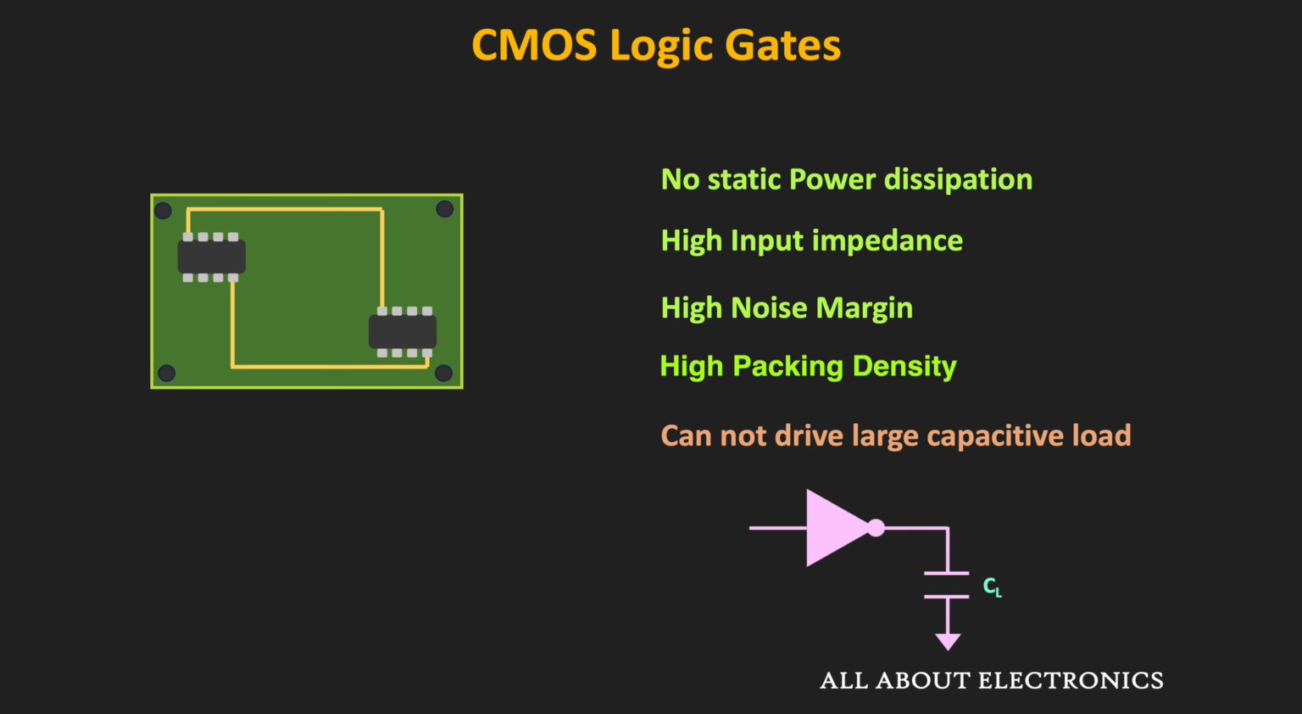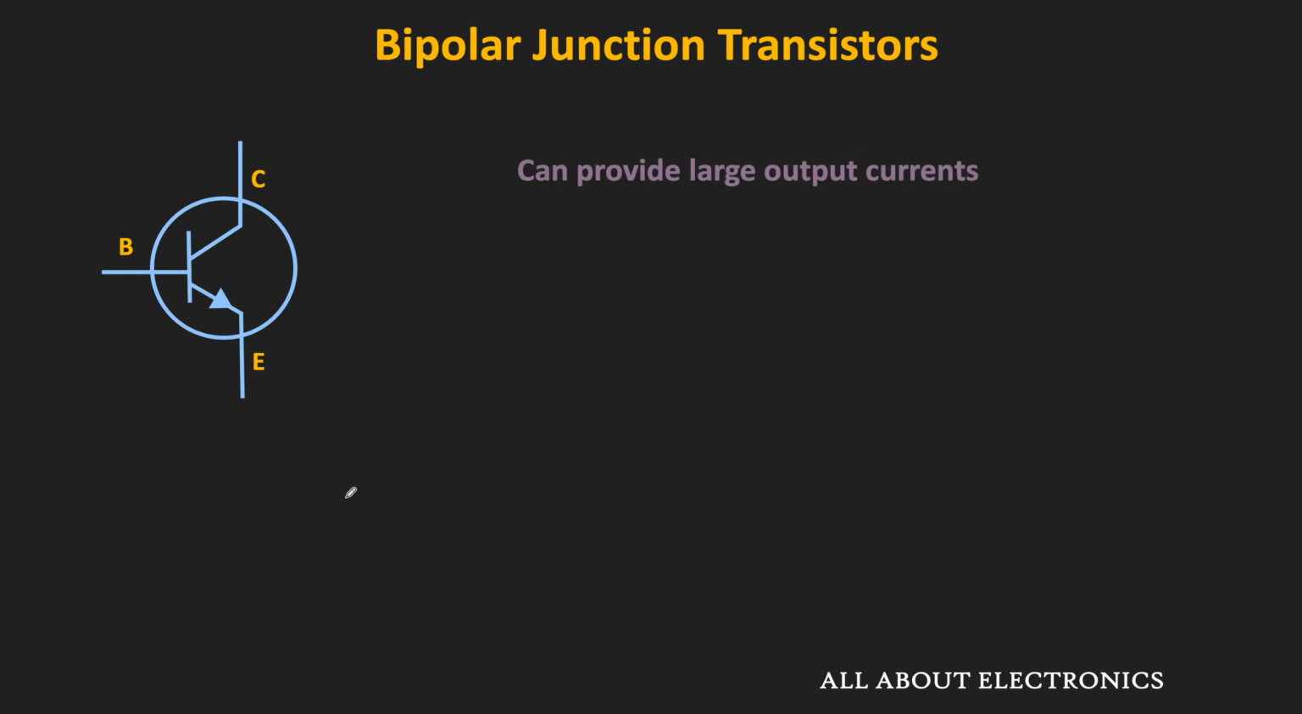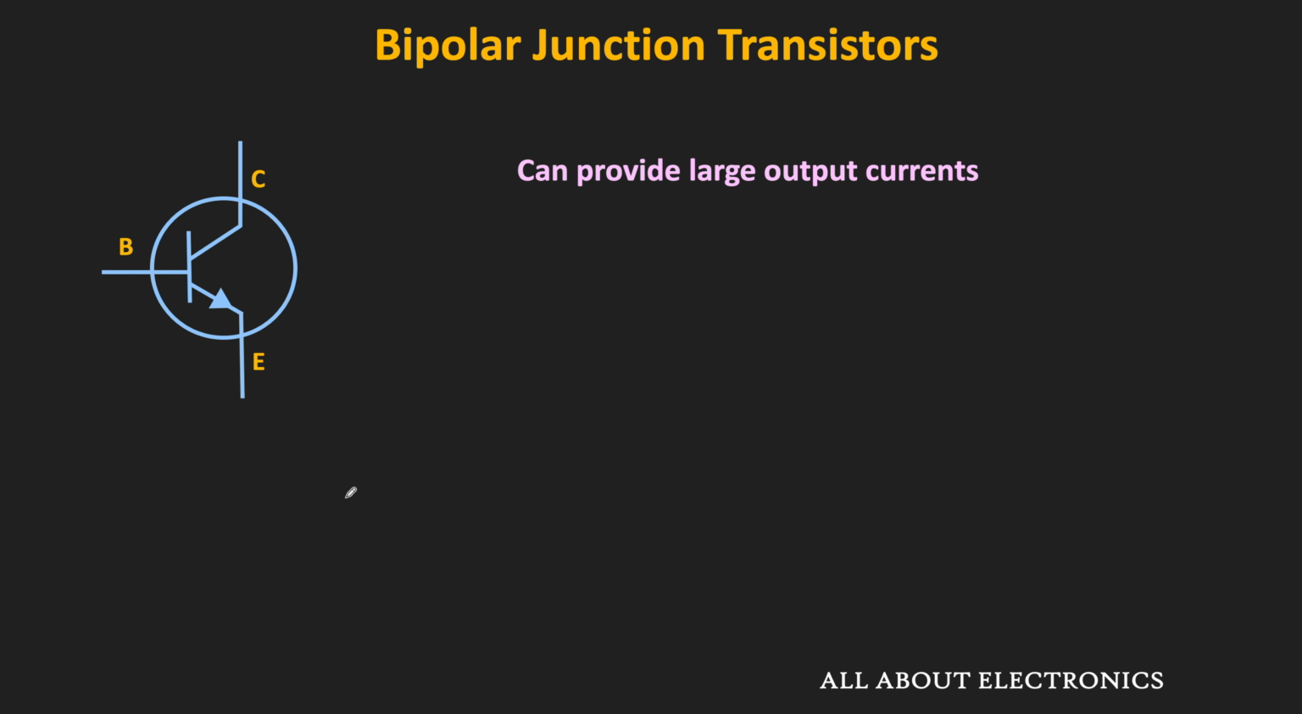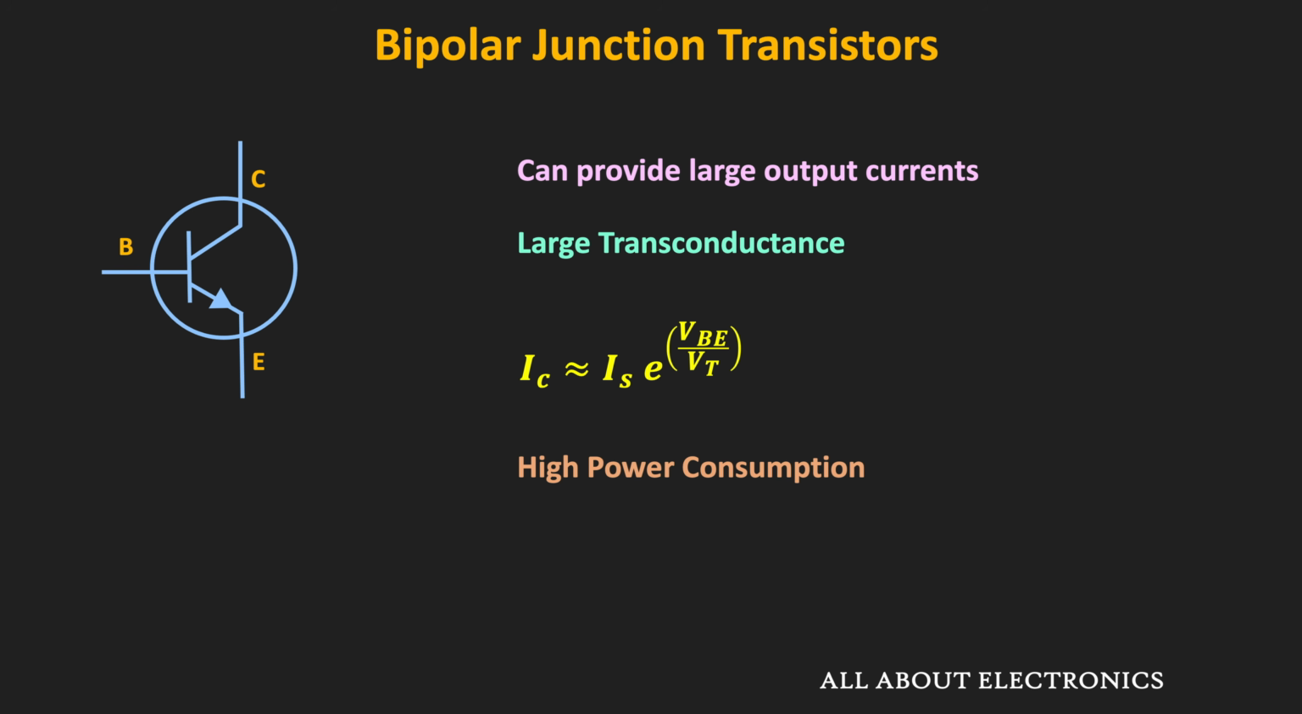On the other hand, if we use the bipolar logic, then it can provide large output currents, particularly whenever it is used in the emitter follower configuration. And the same thing we have also seen in the ECL logic. The reason these BJTs can provide the large output current is their large transconductance. As you know, this transconductance is the slope of the IC versus VBE curve. And in the case of the BJT, since we have the exponential relationship between the IC and the VBE, BJTs have a large transconductance compared to the MOS transistors. But the disadvantage of the BJT is that its power consumption is more.